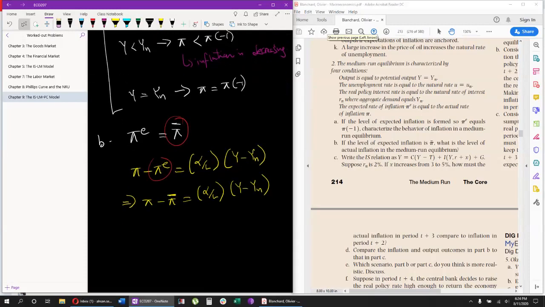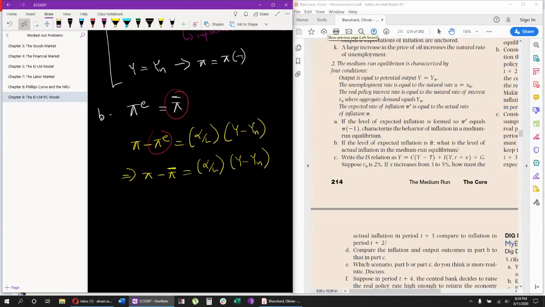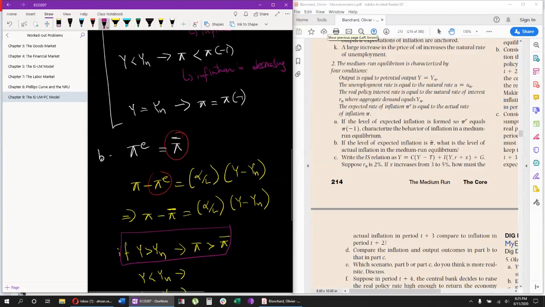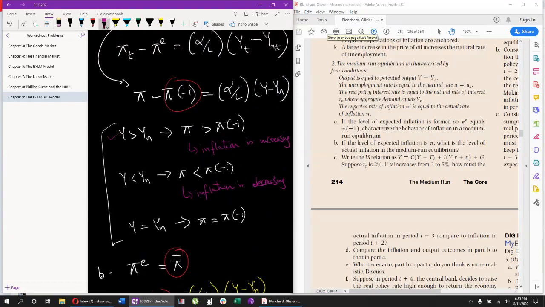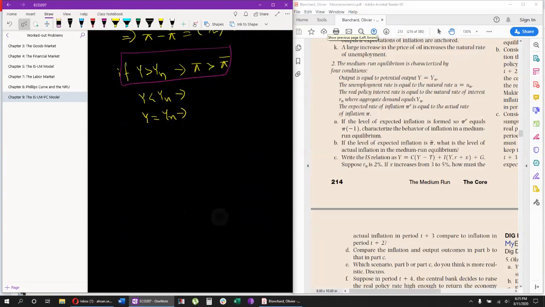Now, what does this mean for the economy? What it means is that if output is more than the natural rate of output, inflation is more than the expected rate. Of course, we can write down the other scenarios, what happens here and what happens here. That's straightforward. But let's focus on the implications of this. How is this different from this? And for that, I will have to draw the diagrams.